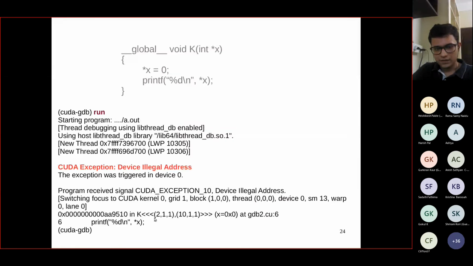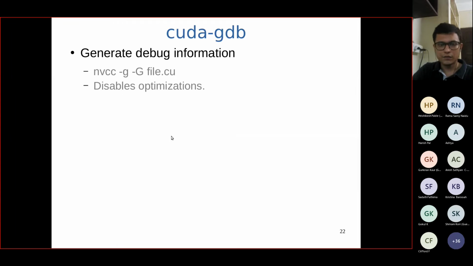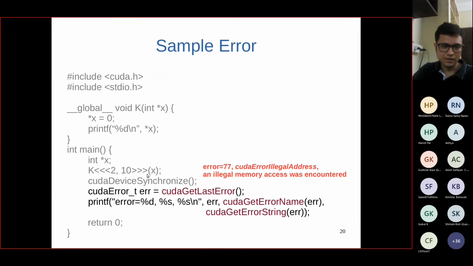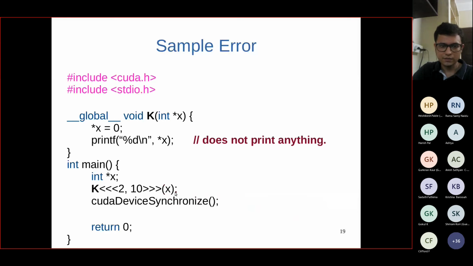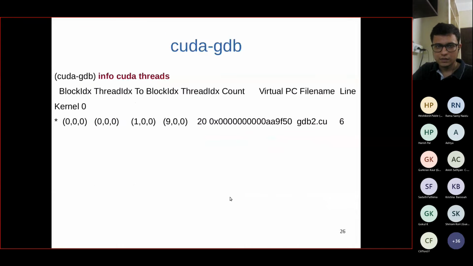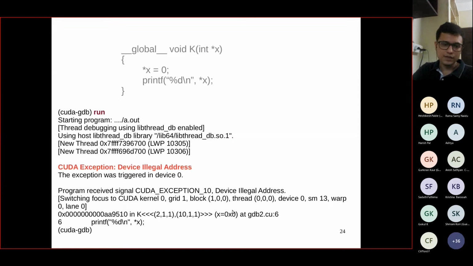So it shows the kernel launch configuration, and the pointer x is initially pointing. This x was a pointer, and if you remember, we were passing it as the argument here, and the value of that pointer x is initialized to 0.